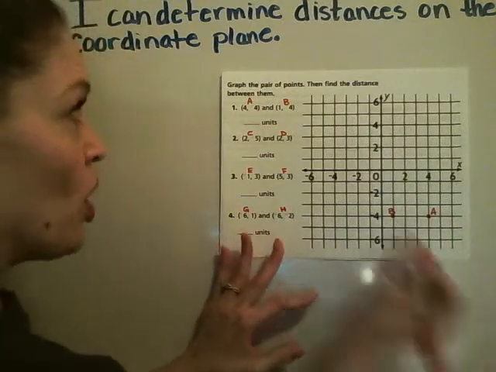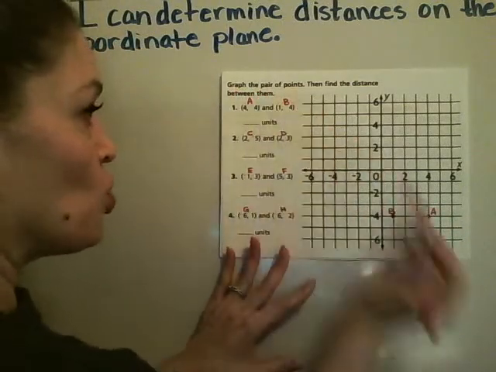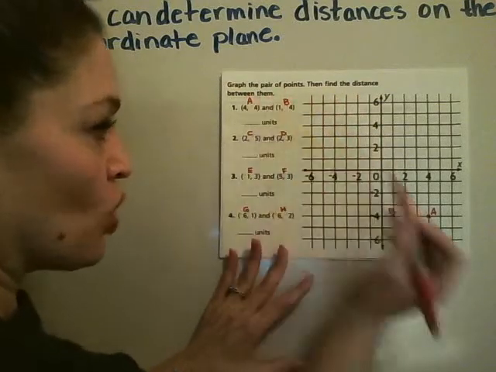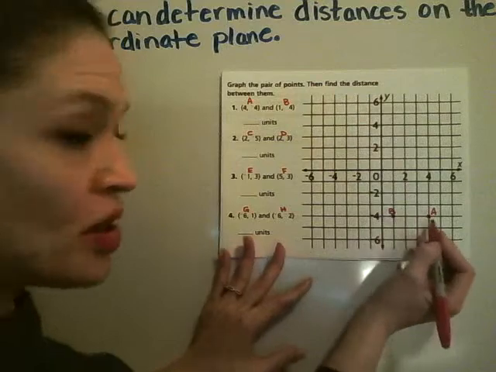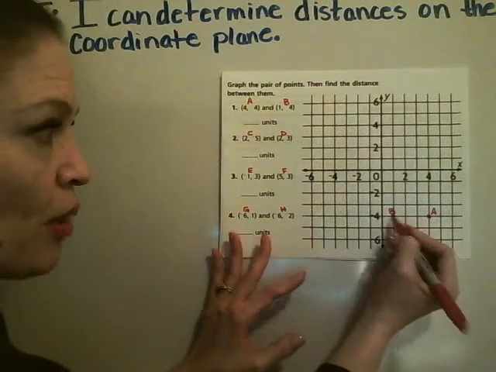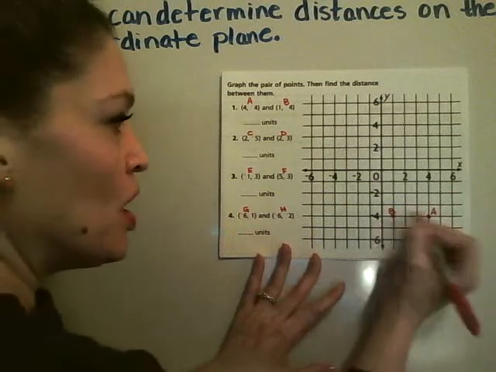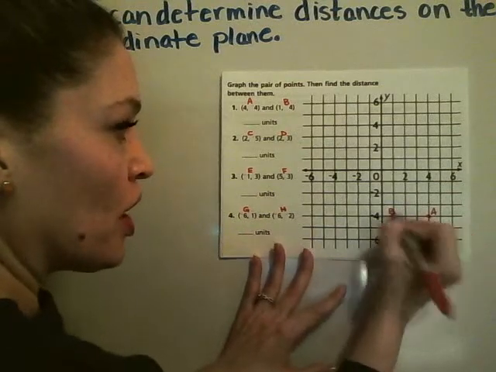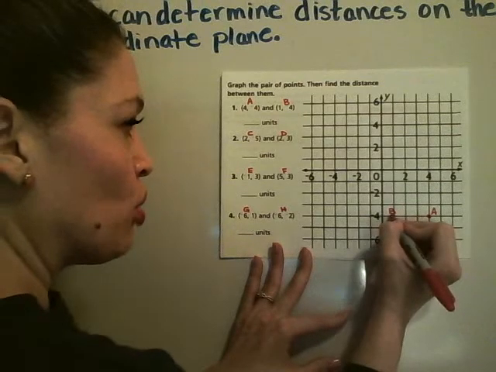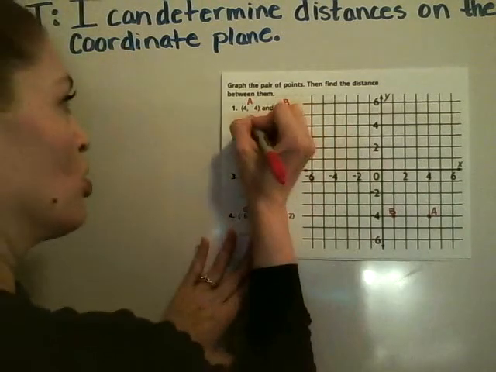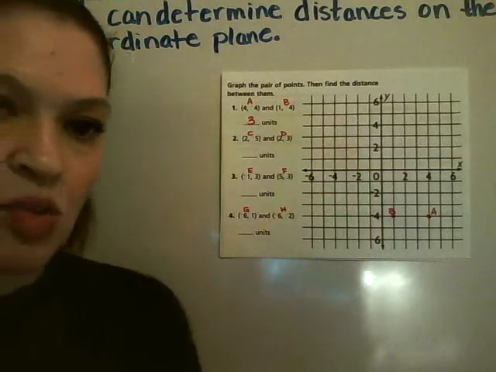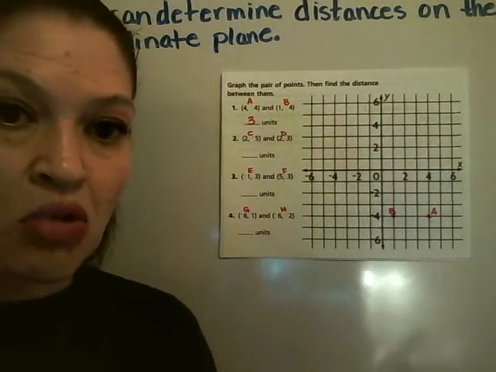Okay, and the directions were graph the pair of points, which we have done, and then find the distance between them. So now let's count how many units are in between points A and B. So this is going to be very easy. So I'll go to A, and to get to B, I have to travel 1 block, 2 blocks, 3 blocks. So it is 3 units away from each other. Okay, so the distance between point A and B is 3 units.